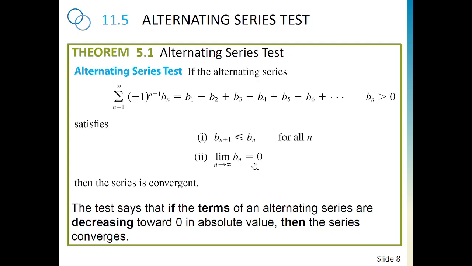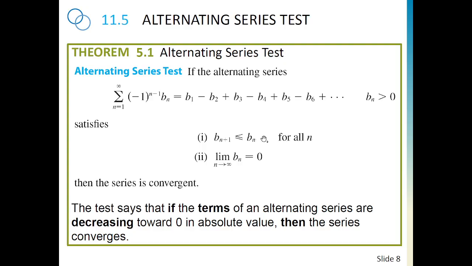You recognize these conditions from before. The general term needs to go to 0. If it doesn't, the series is divergent by the divergence test. That's something that needs to happen for all series. However, this part here is required for the alternating series.